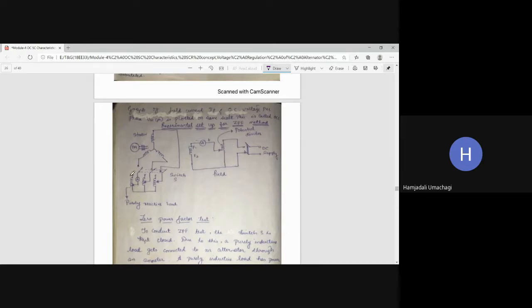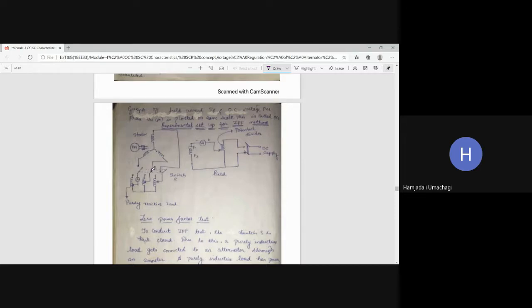And this is the pure inductive load, which is connected to one phase of the alternator via this switch. Similarly, it will be connected to another phase, and similarly to the other phase of the alternator. So altogether, this is the three-phase pure inductive load connected to the alternator via the switch. During the short circuit test, or the zero power factor test, you will be allowing the alternator to carry the full load current, and you will observe that full load current via this ammeter by closing the switch.